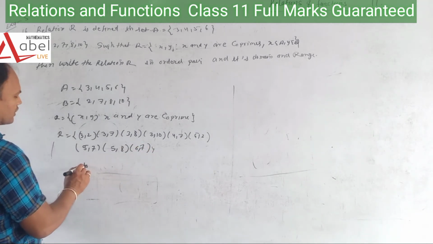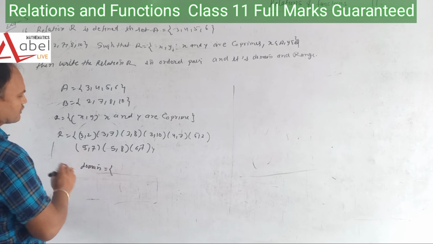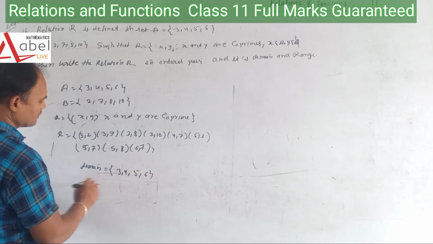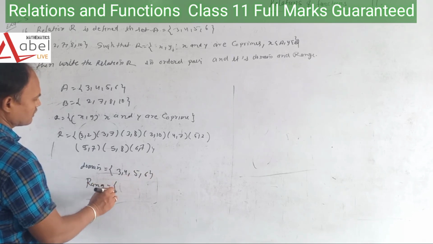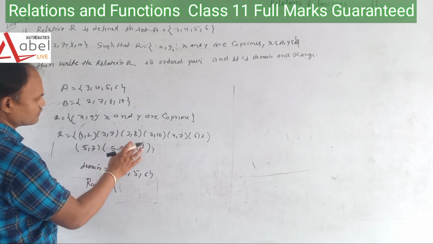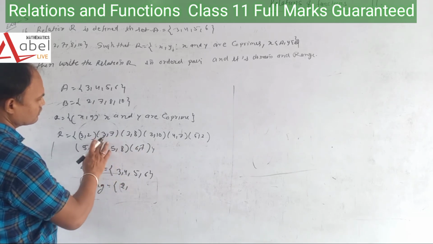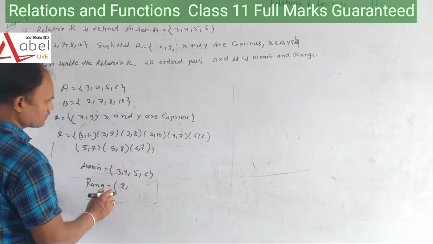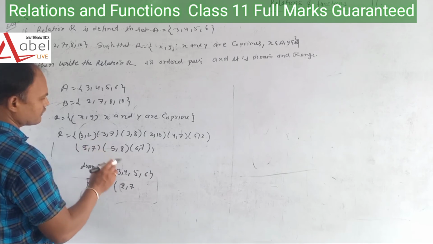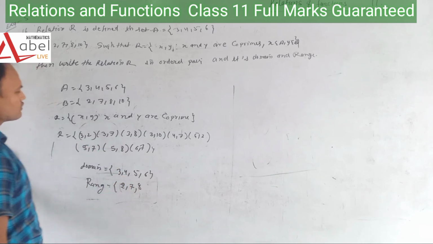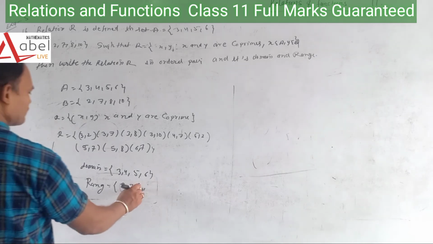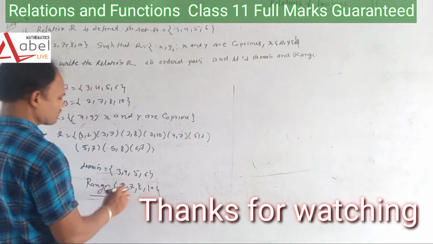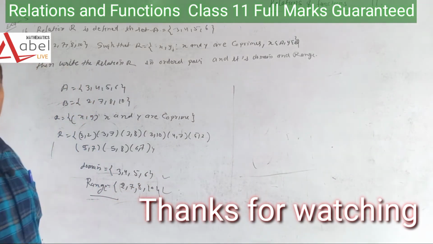Now, what is the domain? The domain is the first elements of it, so it is 3, 4, 5, 6. What about the range? The range is the back side elements, so it is 2, 7, 8, 10. These are the range. Okay, students, so it is clear now. This is example number 5. Now we are going to solve.